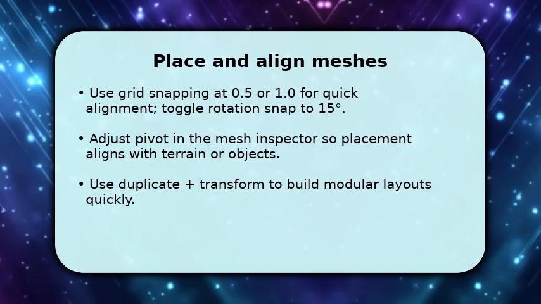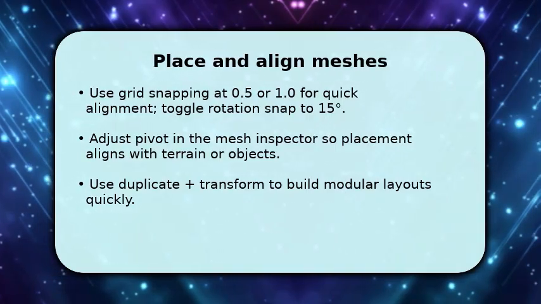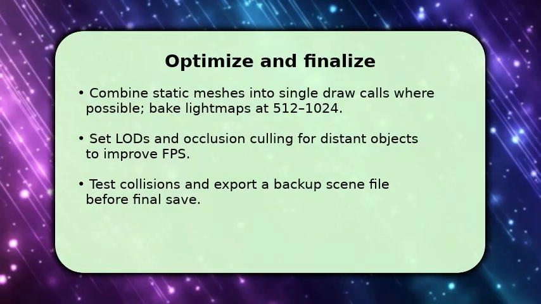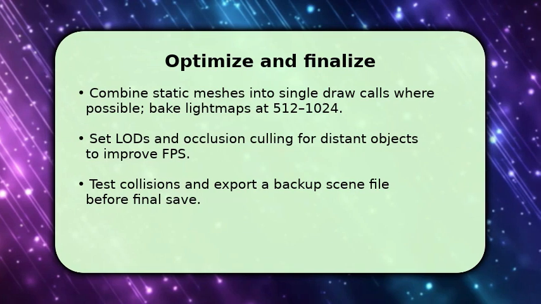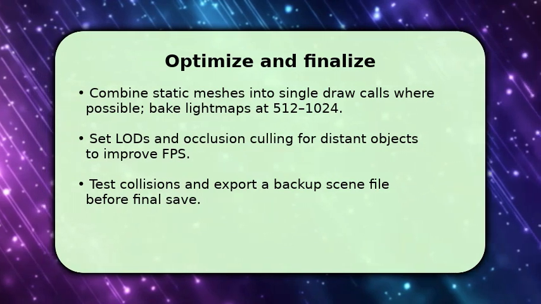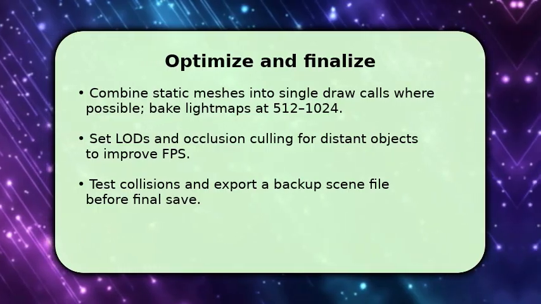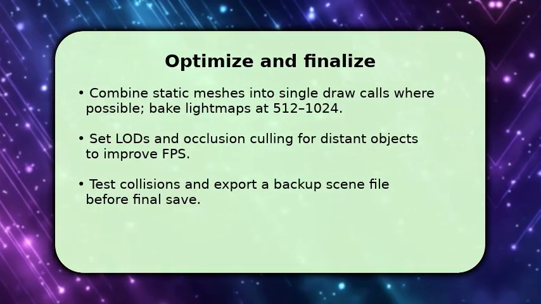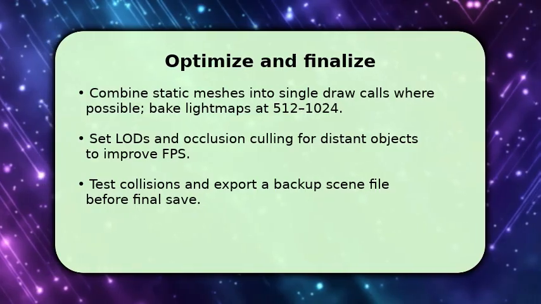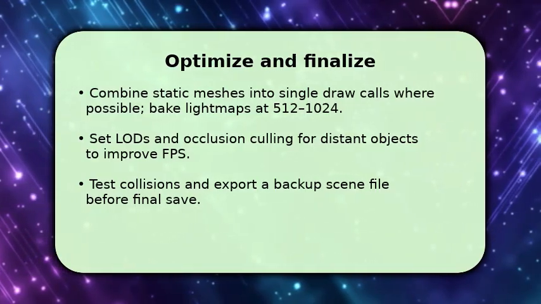Finish by optimizing and validating your meshes so Pine Ridge runs smoothly. Combine static meshes into single draw calls when they share materials, and bake light maps at 512 to 1024 for good visual quality without excess cost. Set LODs and enable occlusion culling for distant objects to boost frame rate.